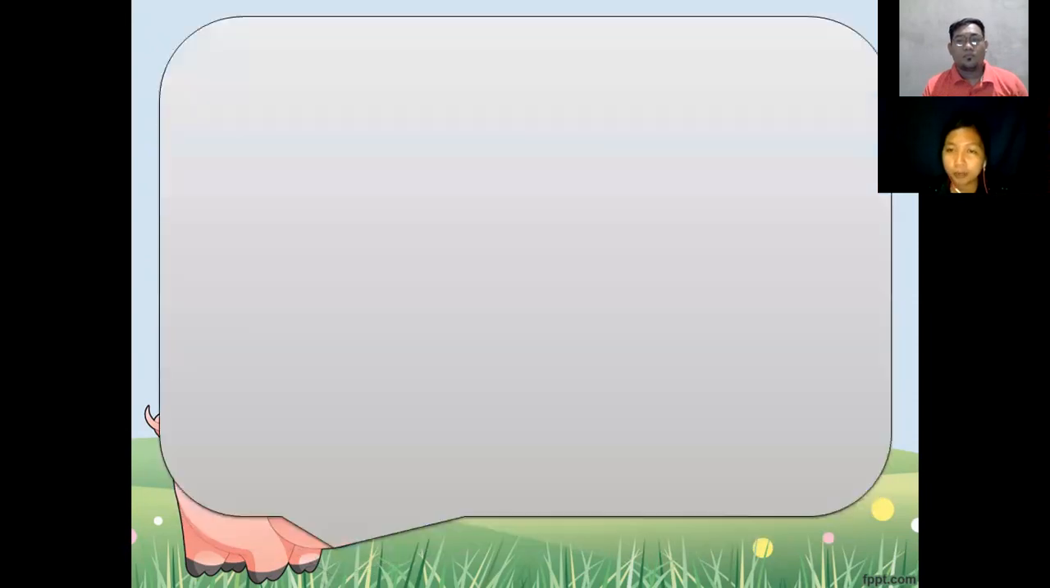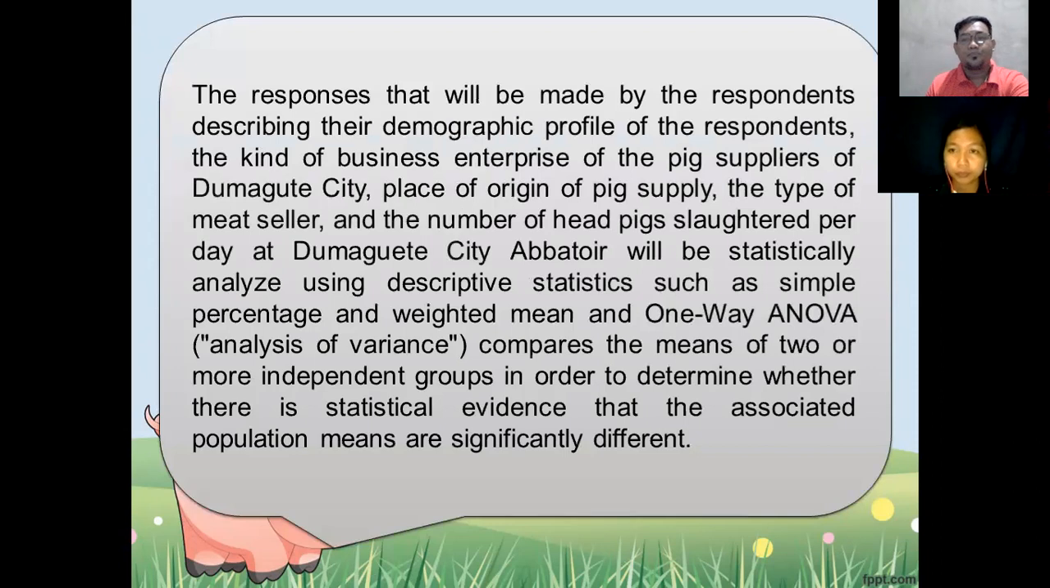And our statistical treatment of this study: the responses made by the respondents describing their demographic profile, the kind of business enterprise of the pig suppliers of Dumaguete City, place of origin of pig supply, the type of meat seller, and the number of pig heads slaughtered per day at the Dumaguete City Abattoir will be statistically analyzed using descriptive statistics such as simple percentage and weighted mean, and one-way ANOVA or analysis of variance to compare the means of two or more independent groups in order to determine whether there is statistical evidence that the associated population means are significantly different.